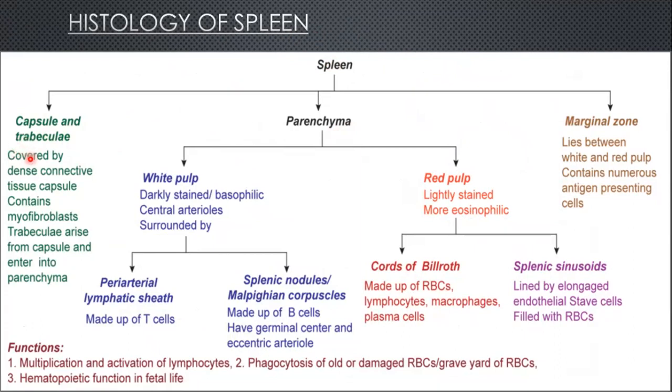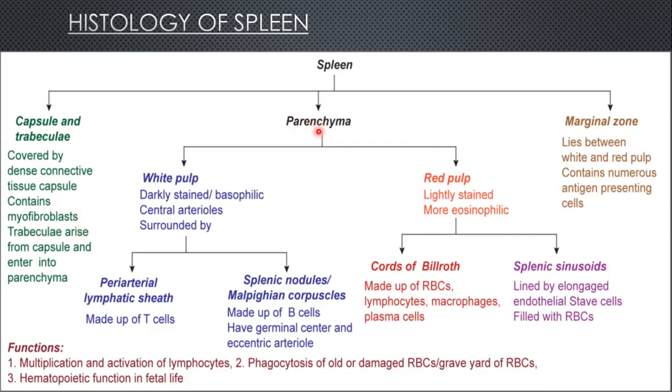Now, the spleen is covered by a dense connective tissue capsule, which contains myofibroblasts. Myofibroblasts are contractile cells, which will help in the expulsion of red blood cells, because one function of the spleen, especially in animals such as the horse, is storage of blood. Then trabeculae usually arise from the capsule and enter into the parenchyma. Then we also have reticular fibers.